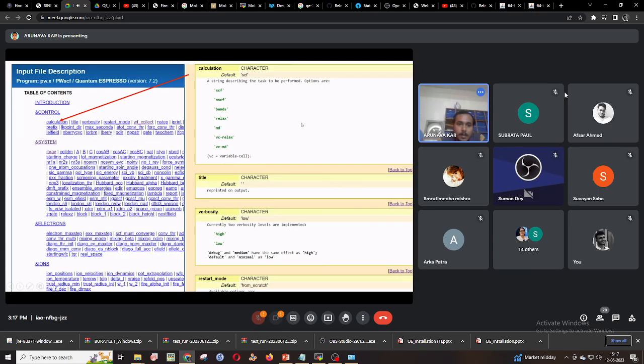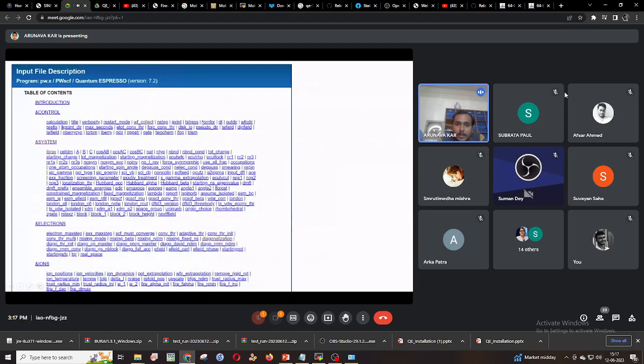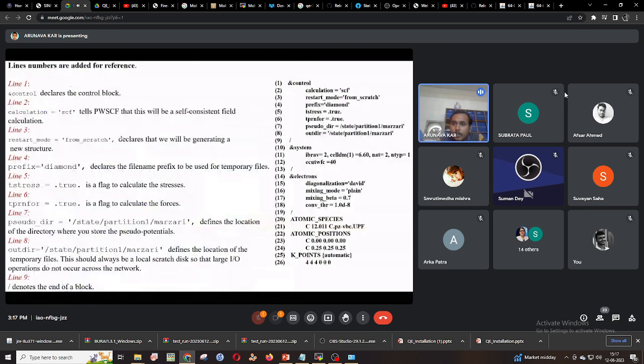This is not all. There are so many parameters here. You can use every parameter, but according to your need, what you want to calculate or what output you want to get, depending on this, you can use parameters like this. As we are doing simple calculations, we have used this many tags in the control block.